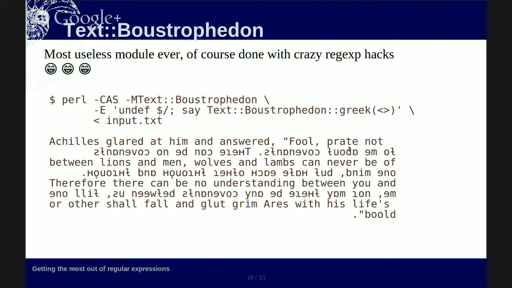It's mirror image. There can be no covenants between lions and men. Wolves and lambs can never be of one mind, but hate each other through and through. Therefore, there can be no understanding between you and me, nor may there be any covenants between us, till one or other shall fall and glut grim Ares with his life's blood.